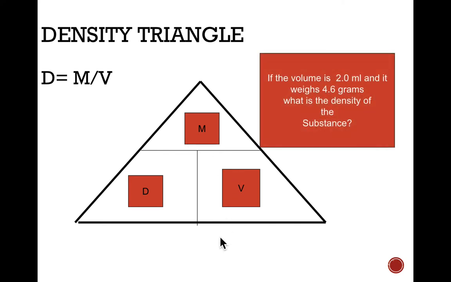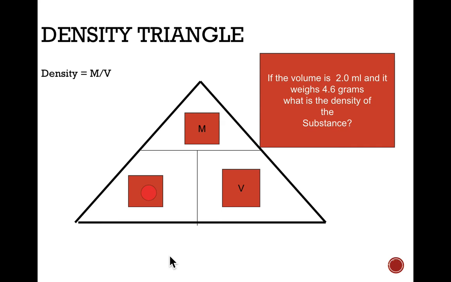So let's try a problem. If the volume is 2 milliliters and it weighs 4.6 grams, what is the density of the substance? So again, we've just got to identify, using the units can be helpful, what we're solving for. We're solving for density. So take a minute and see if you can do this. Use the right number of significant figures. It's division, so we're going to have 2 significant figures in our answer. Have you been able to solve for it? Again, this is the mass, this is the volume.